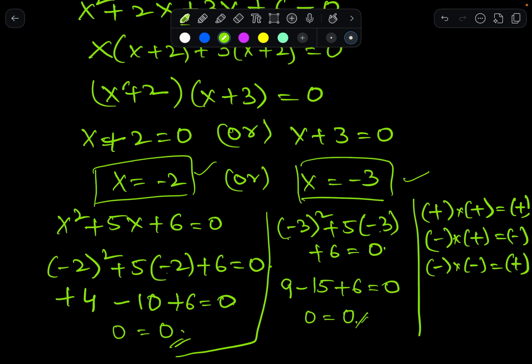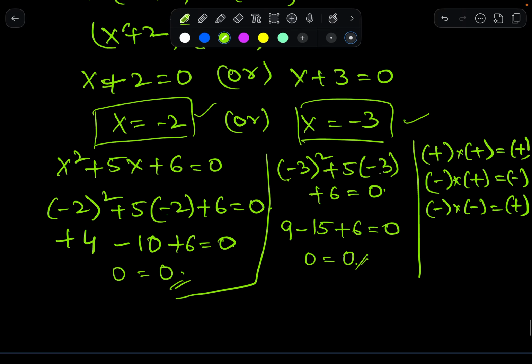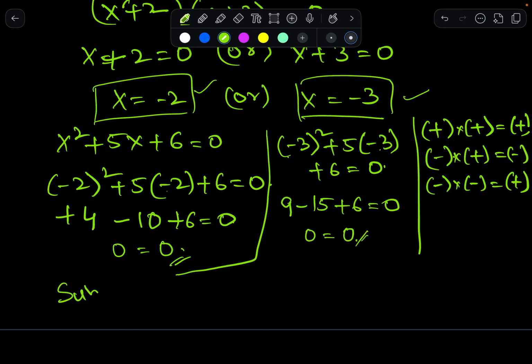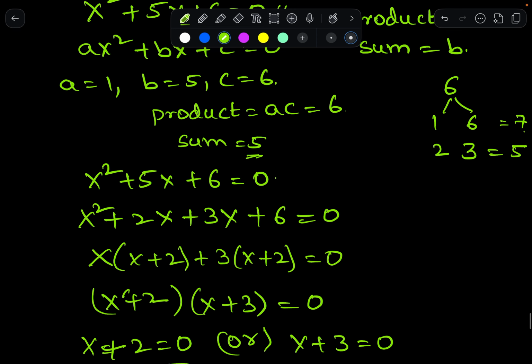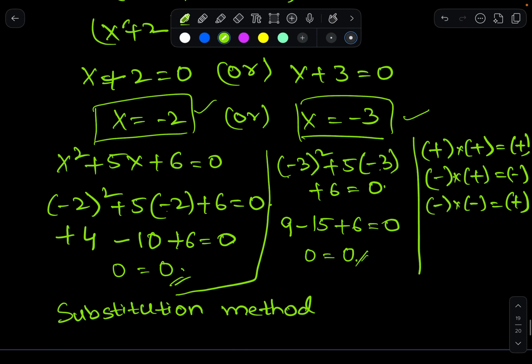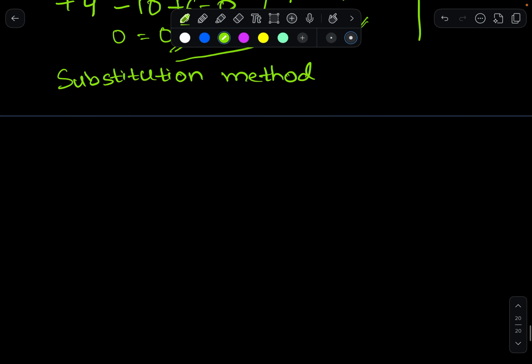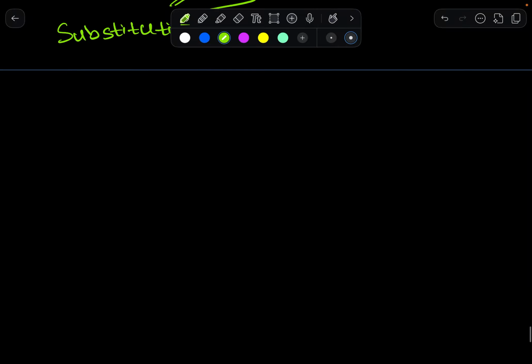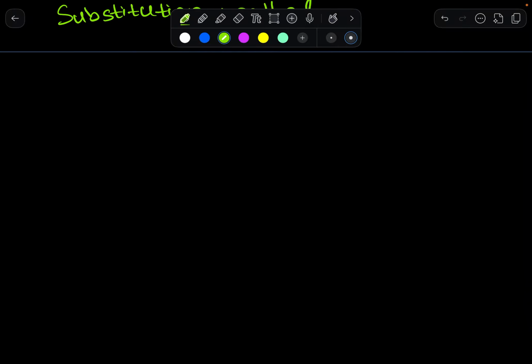We can verify the values that we got for x using the substitution method. So this is called the substitution method. And the entire process of finding the factors and rewriting this equation is called factorization. Let's try to solve another equation using the same factorization method.